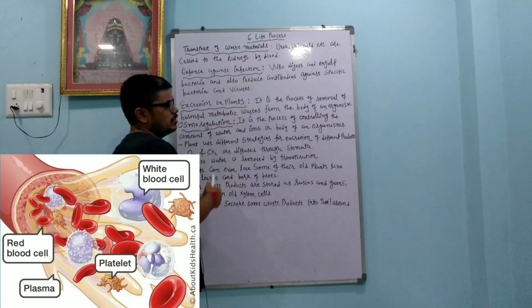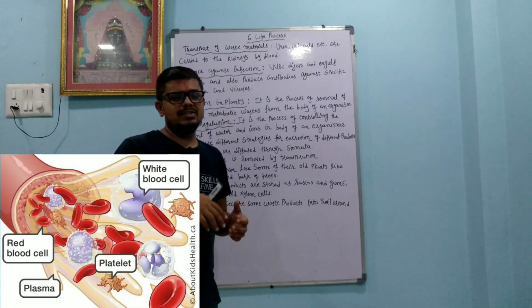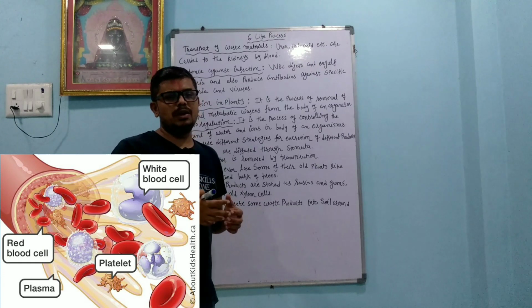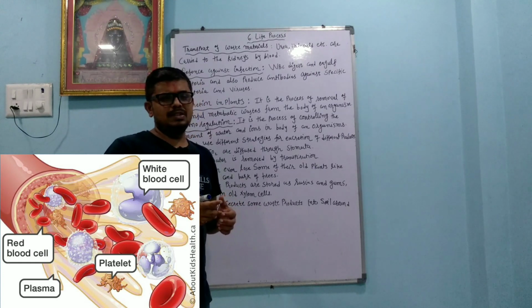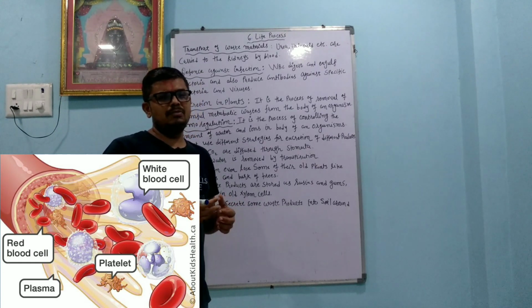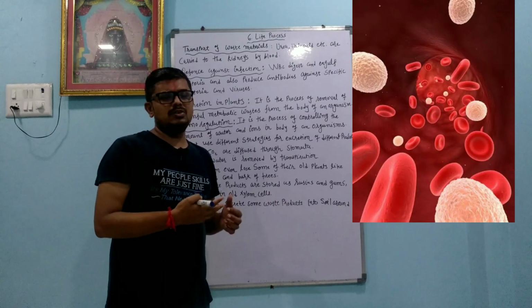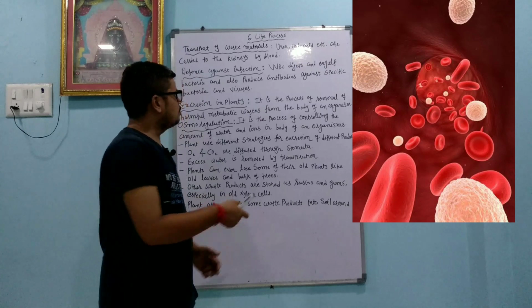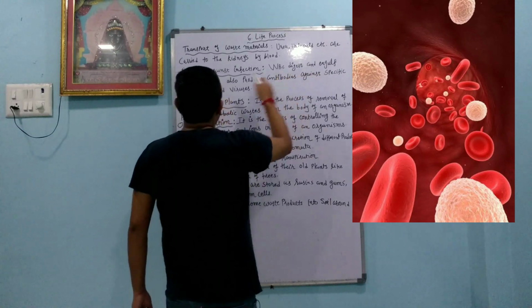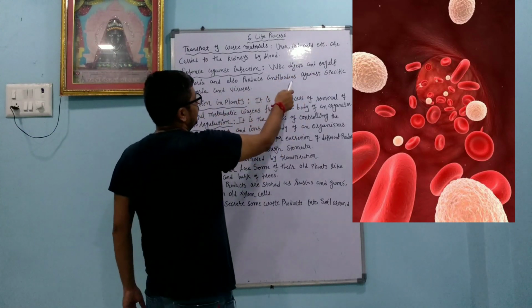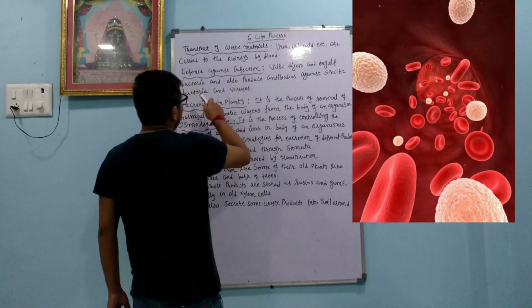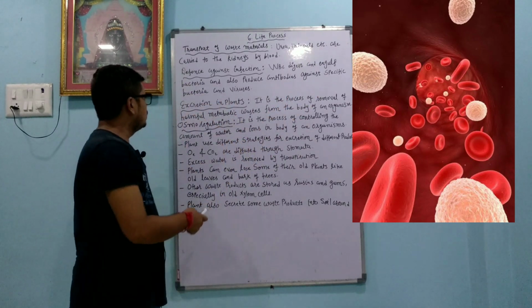Defense against infection: when any bacteria or viruses enter the body, they are destroyed by the white blood cells, WBC, as well as by antibodies. Sometimes, to cure a disease, antibodies need to be produced, and that is also done by the WBC. WBC digests and engulfs the bacteria and also produces antibodies against specific bacteria and viruses.